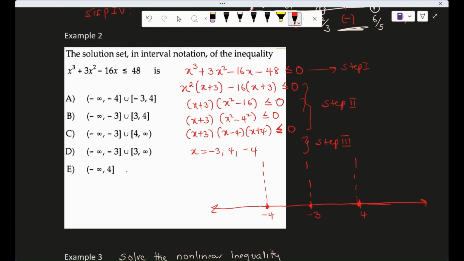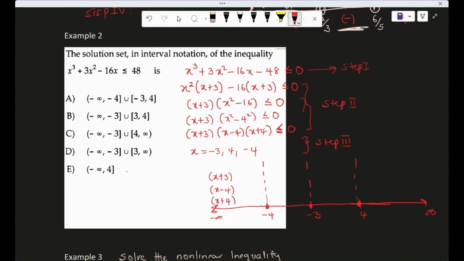So the same way, we're going to put our factors. What are the factors? Here we have 3 factors: x plus 3, x minus 4, and x plus 4. Okay, so what type of solutions will we have? All right, so here now we have minus infinity to minus 4, and here we have infinity.